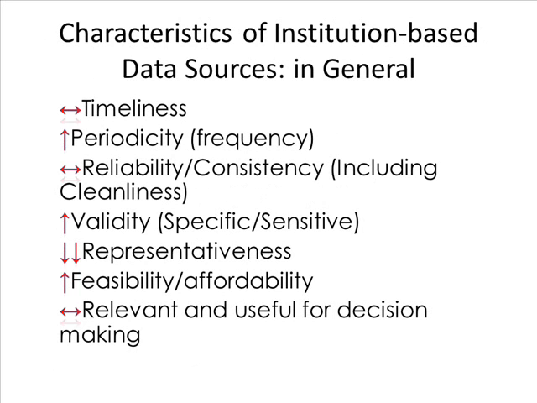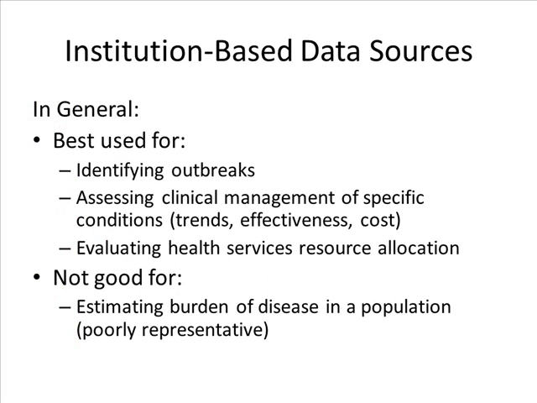Slide 20. The best characteristics of institution-based data sources are periodicity, frequency, validity, and feasibility. The worst characteristic is representativeness. Slide 21. Institution-based data sources are best used for identifying outbreaks, assessing clinical management of specific conditions, trends, effectiveness, cost, and evaluating health services resource allocation. They are not good for estimating burden of disease in a population. They are poorly representative.